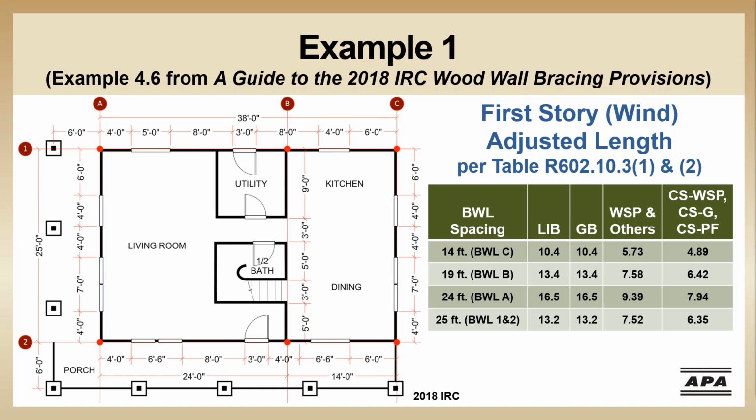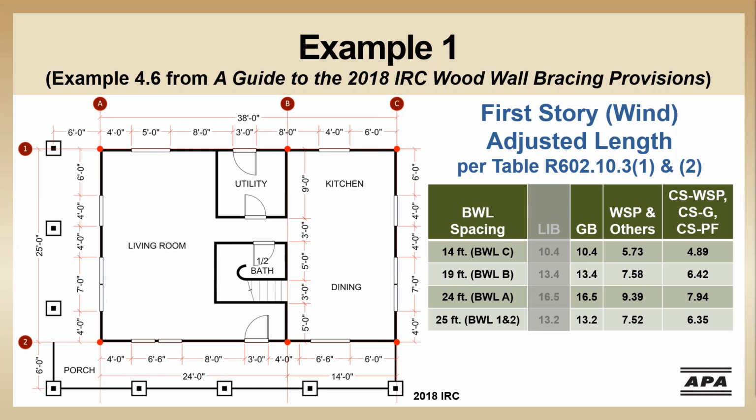As we move forward and try to place our braced wall panels, we're going to eliminate the LIB or lead-in bracing method because it's not permitted in seismic design category D2. Just from a cursory look, you can see that braced wall line A has the highest amount of bracing required and the least amount of actual wall length available. So we're going to tackle that one first.